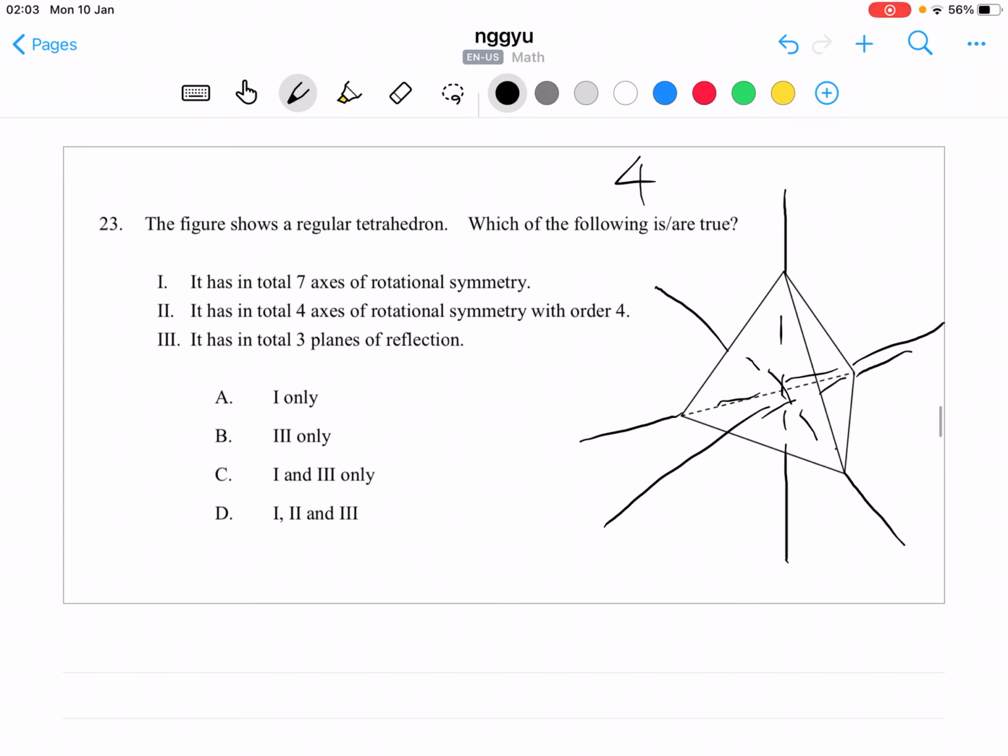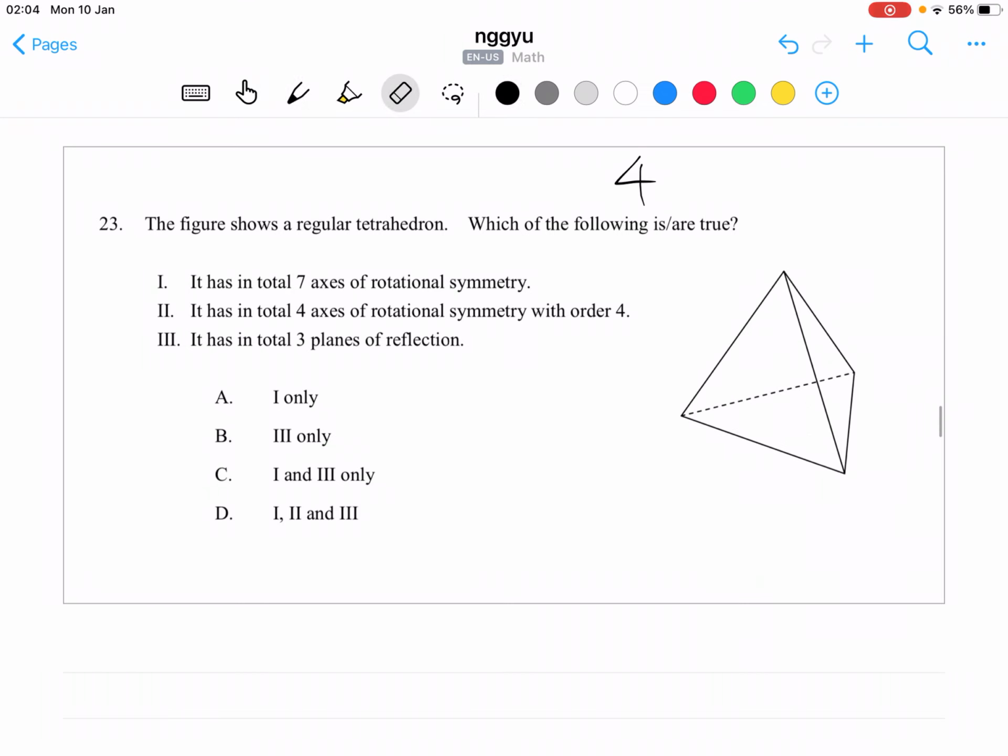Okay, what is the order of this kind of rotational symmetry? Do remember that this is a tetrahedron, so the base shape is a triangle. Therefore, the rotational symmetry should be with an order of 3 only instead of 4. Okay, so we have 0 axis of rotational symmetry with an order of 4 up till now.